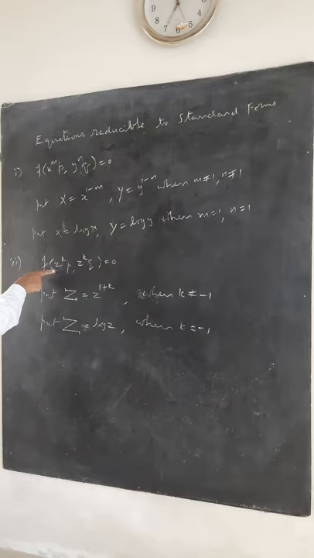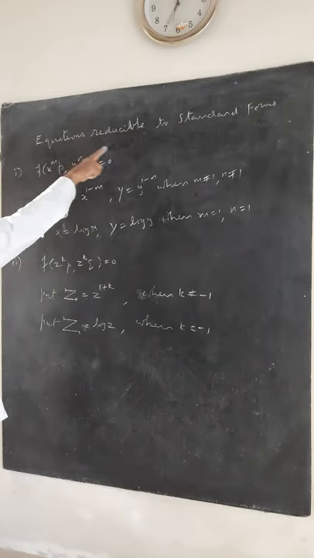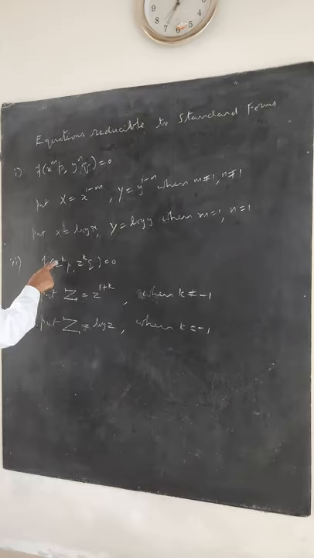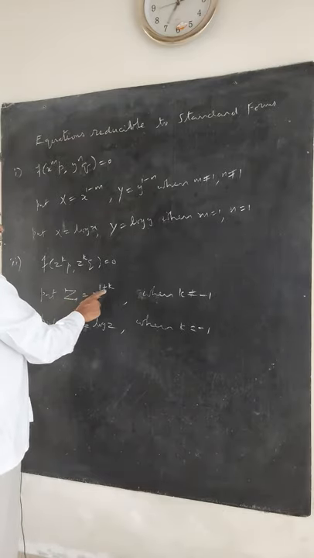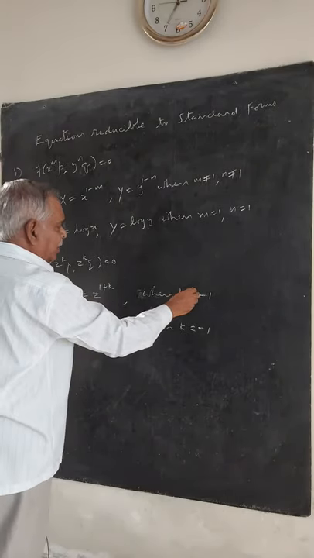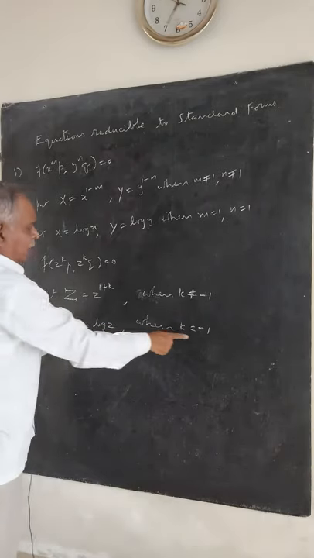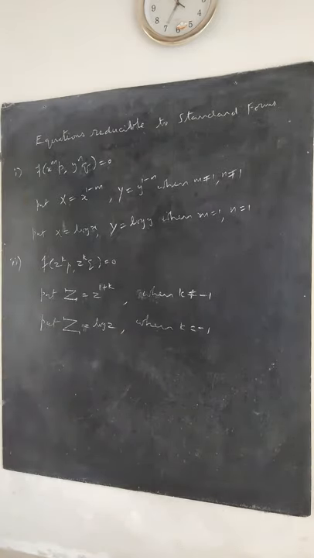Again, z comes in the equations. Take p, whenever you are seeing reducible to standard forms, the powers of p and q are 1. Capital Z equal to z power 1 plus k, when k not equal to minus 1. Capital Z equal to log z, when k equal to minus 1. These steps are enough to solve the reducible to standard forms.